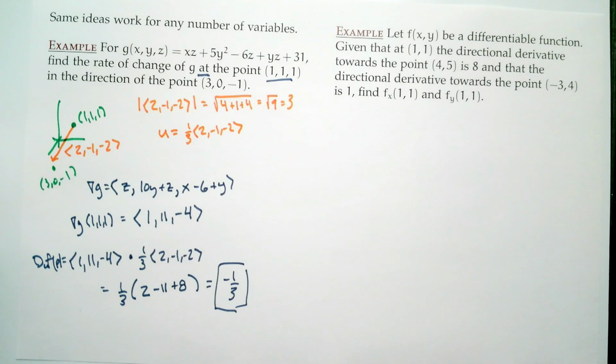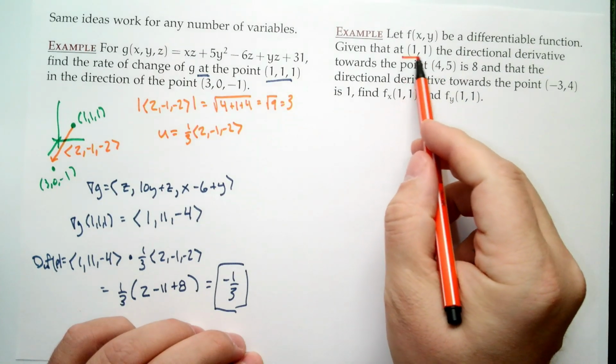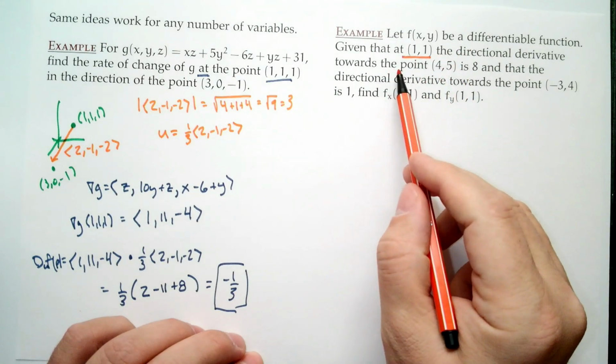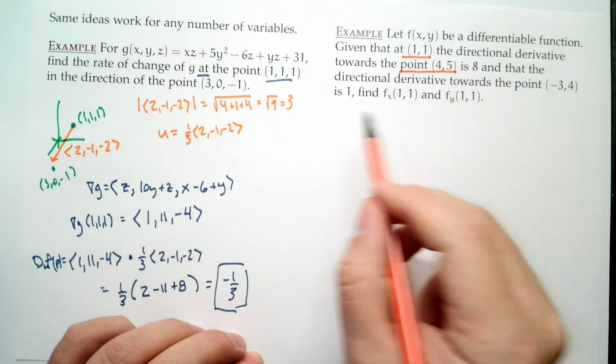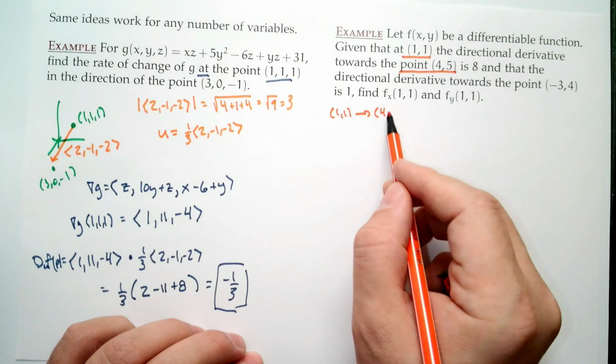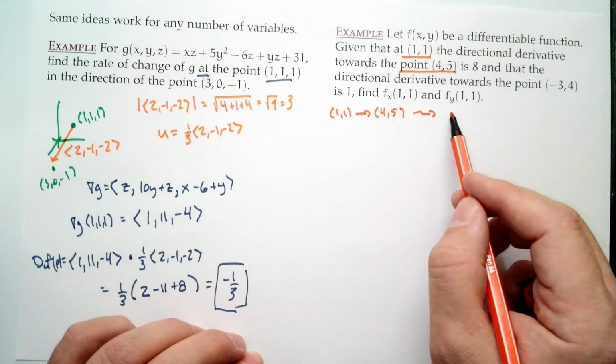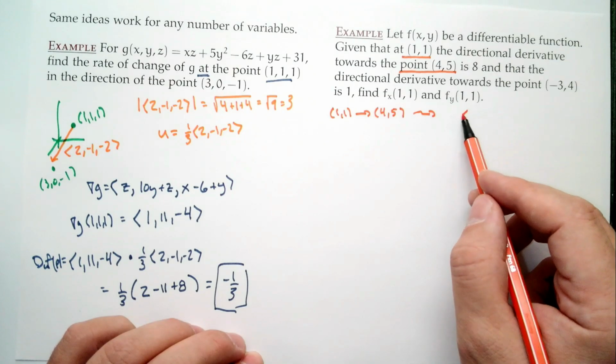All right, now the problem here is we don't know what f is. But that doesn't stop us. It hasn't ever stopped us before. So let's think about what we know. We're at (1, 1), and we're taking a directional derivative towards (4, 5). From (1, 1) towards the point (4, 5), what's our vector? The vector would be (3, 4).